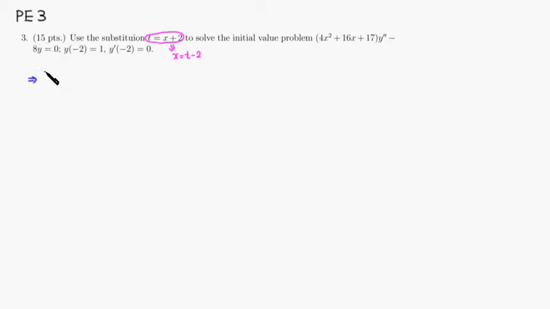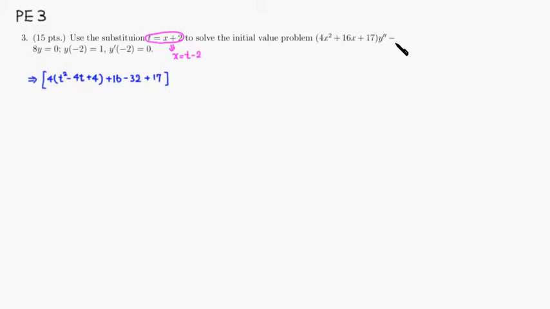you have 4 times x squared, but x squared is t minus 2 quantity squared, so I'm going to go ahead and multiply out. So t squared minus 4t plus 4. Then you have a 16x, so 16 times t minus 2, so plus 16t minus 16 times 2, so 32. Then you have plus 17.